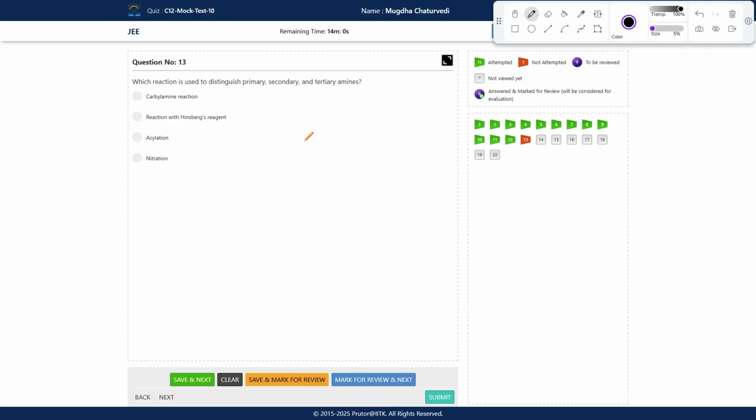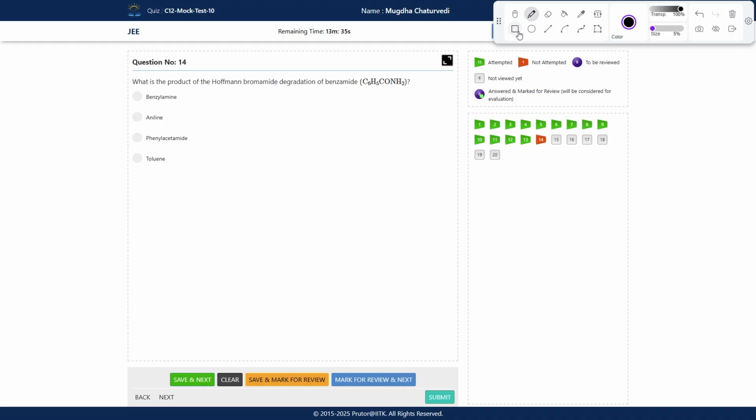Which reaction is used to distinguish primary, secondary and tertiary amines? Okay, so right now we only discussed, it is this reaction with Hinsberg's reagent. So this is used to distinguish primary, secondary and tertiary amines. So right now we only discussed about this question. So option number B is the right answer. Okay, now let us move on to the next question.